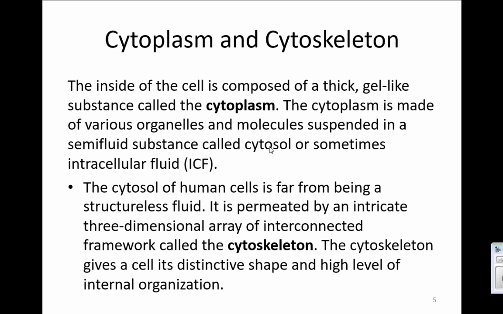What we're going to do now is talk about the structure and function of the various parts of the cell. We'll pick up with this on Monday because we're not going to get through it all. We'll start with what you find inside the cell, which is its cytoplasm and cytoskeleton. Cytoplasm is a thick gel-like substance which includes organelles, like mitochondria that we've talked about today, nuclei and endoplasmic reticulum and ribosomes that we'll talk about on Monday. And they're suspended in a semi-fluid substance called cytosol.